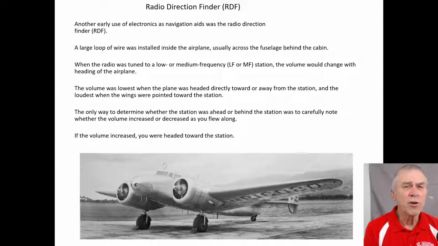So the only way to determine whether the low volume was because the station is ahead of you or behind you was to carefully note whether the volume increased or decreased as you flew along. If the volume increased, you know you're heading towards the station. And that was which direction the radio signal was coming from. And it certainly does look like a loop antenna to me.